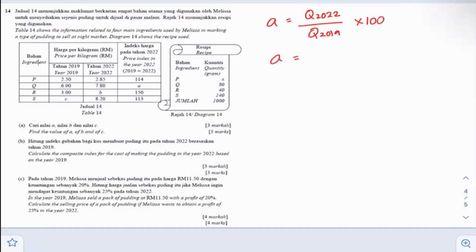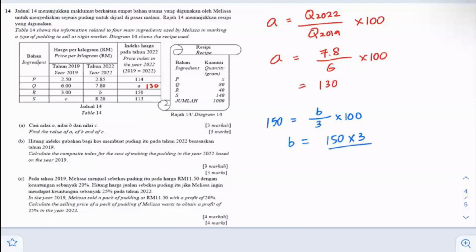So A equal to 7.8 divided by 6 multiplied with 100. And you'll get 130. So A is 130 here. B will be the Q 2022 for ingredient R. So ingredient R with index 150 equal to B divided by 3 multiplied with 100. So B will equal to 150 multiplied with 3 divided by 100. So the answer will be 4.5.